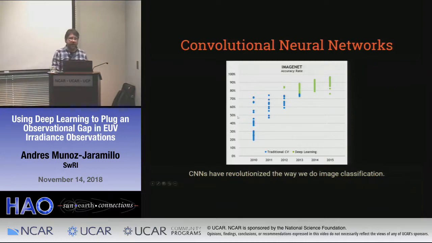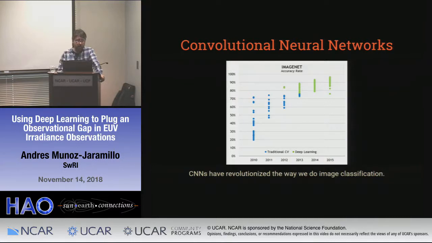And there is a very famous competition that still goes today, where in 2010 the great majority of people participating in these image classification contests were using traditional computer vision algorithms. And you have percentages of success that go between 20% and 70%, right? They got better with time. But in 2012, you had the first application of convolutional neural networks to this problem.